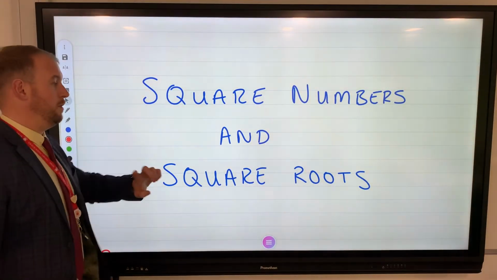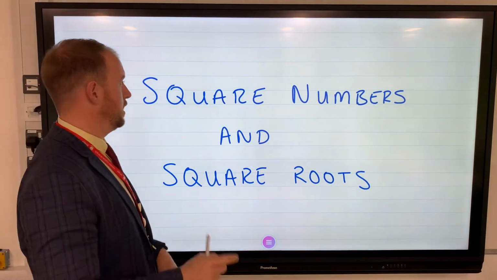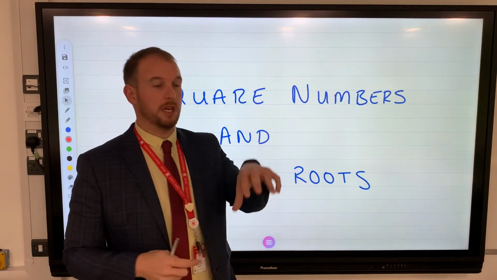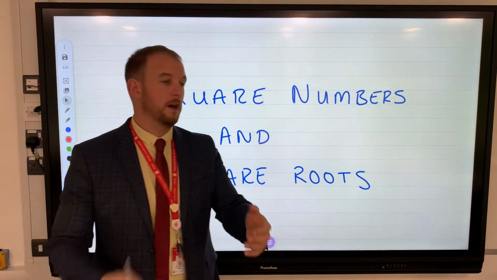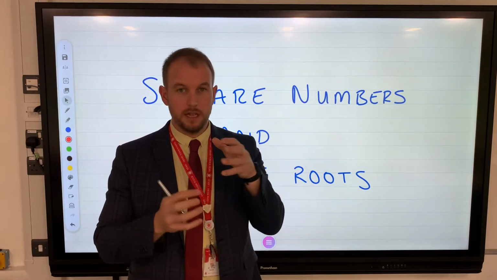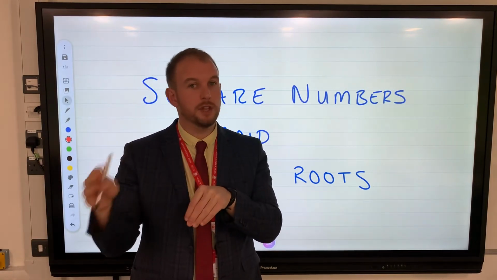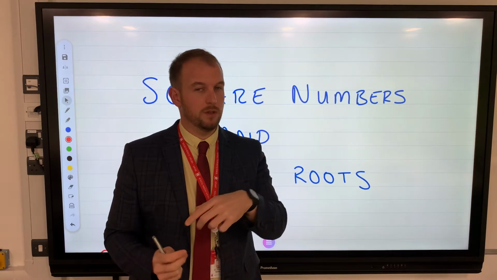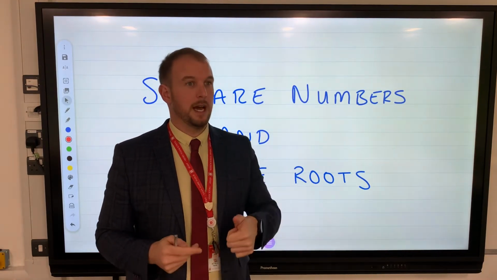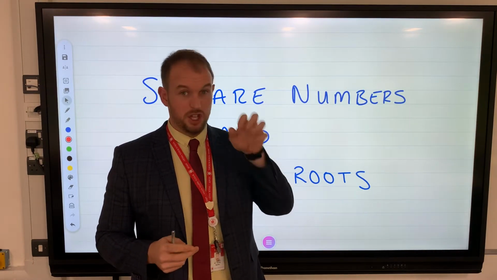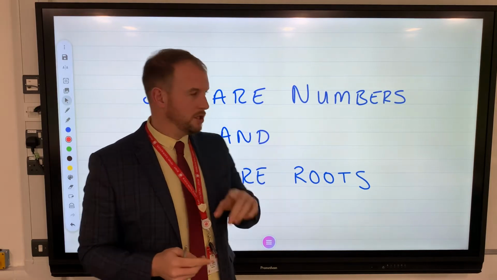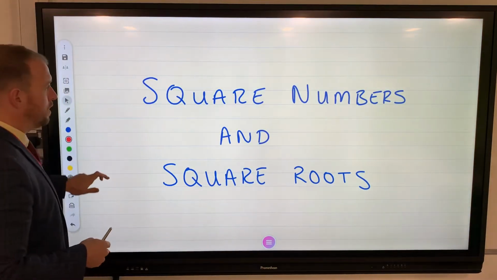So square numbers and square roots. Now these are special numbers that you first come across in primary school, which we then use as the foundation of knowledge for quite a few different things at GCSE level. So it's really important that we know these, and these numbers should stand out, because they are special numbers. So what is a square number?